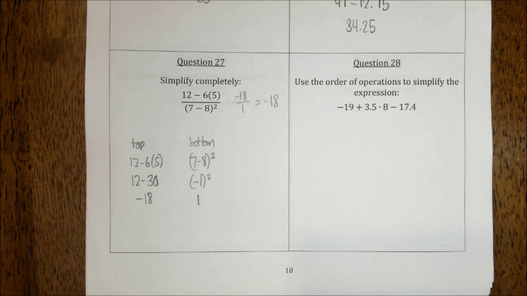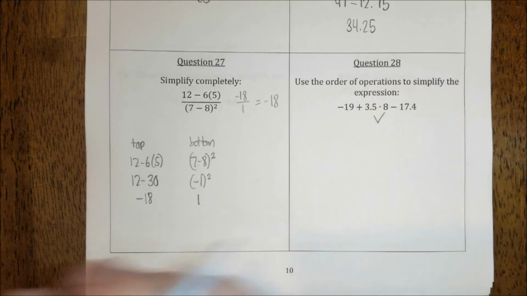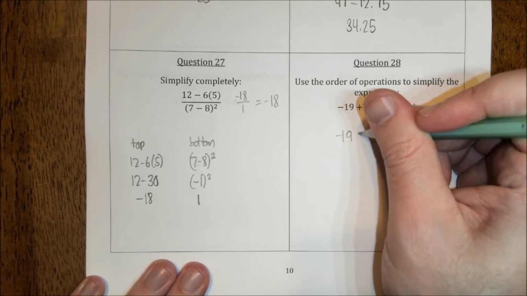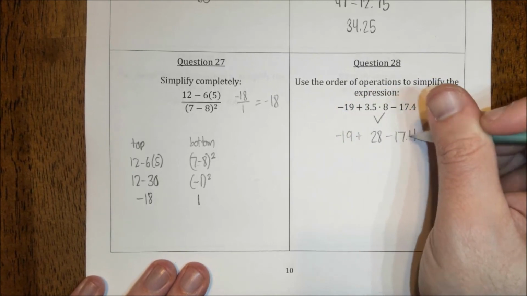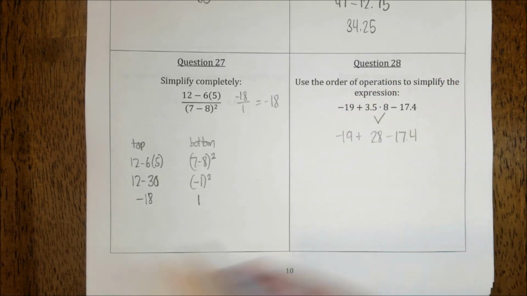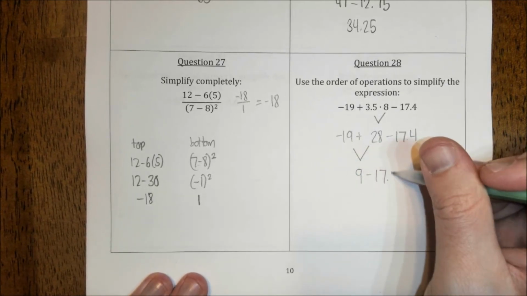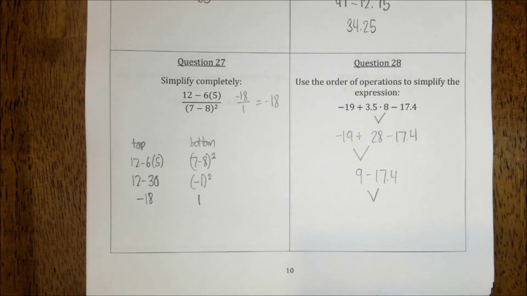Question 28, order of operations. Let's start with the multiplying. 3.5 times 8 is 28. Let's bring everything else down. We just have addition and subtraction left, so let's just go left to right. -19 plus 28 is 9. And 9 minus 17.4 is -8.4.